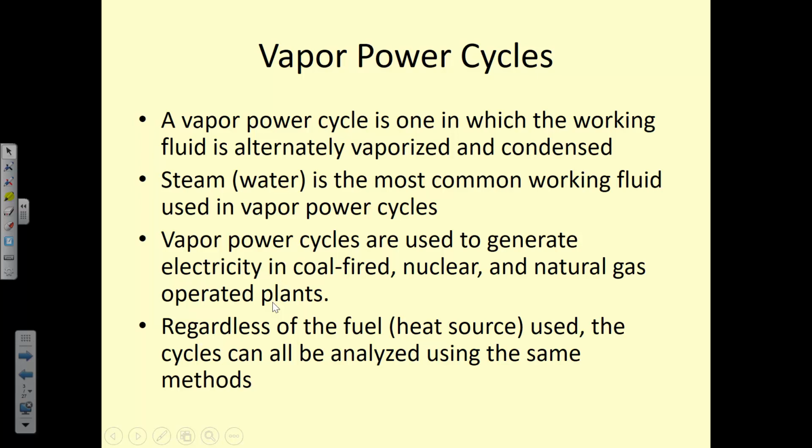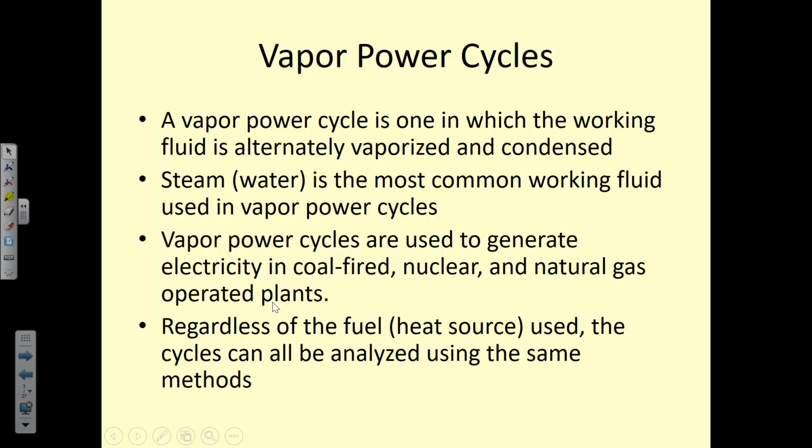So a vapor power cycle is different from a gas power cycle in that the working fluid will be alternately condensed and evaporated. When we talked about gas power cycles from Chapter 9, we were looking at something where the working fluid is treated as air. It's an ideal gas throughout the entire cycle.